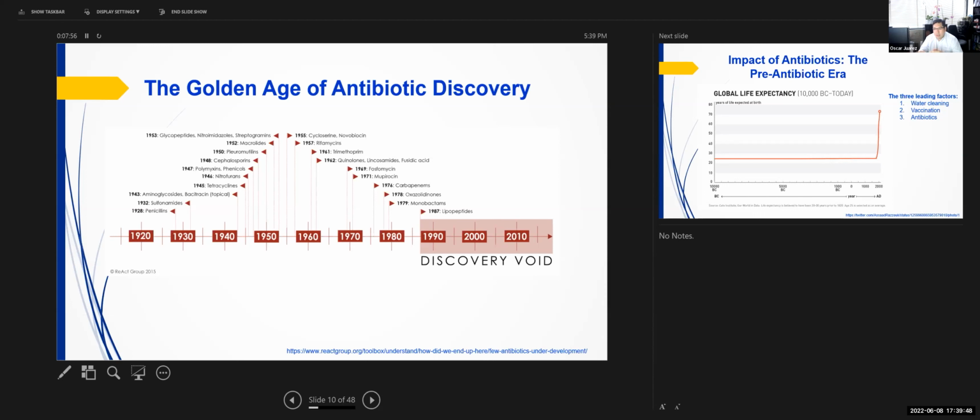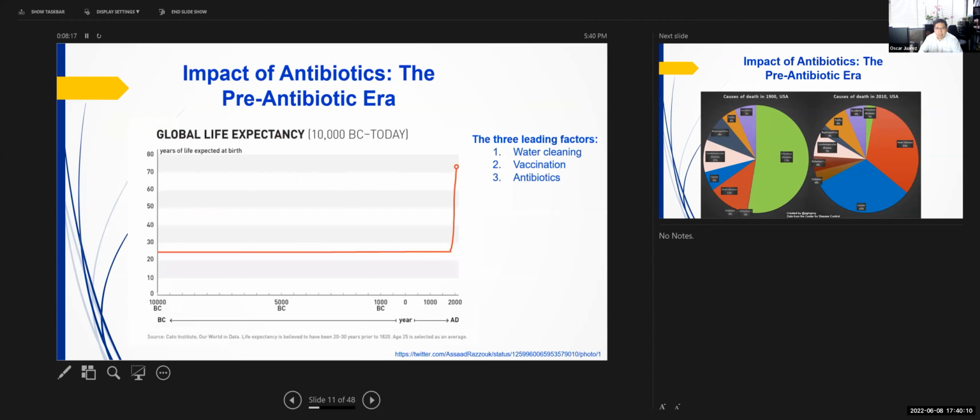I would also like to point out that after the mid-80s, 1987 and 1988, and certainly after the 90s, for the last 20-something years, we have had a void of antibiotic discovery. And that is a big problem that we are trying to address, okay?